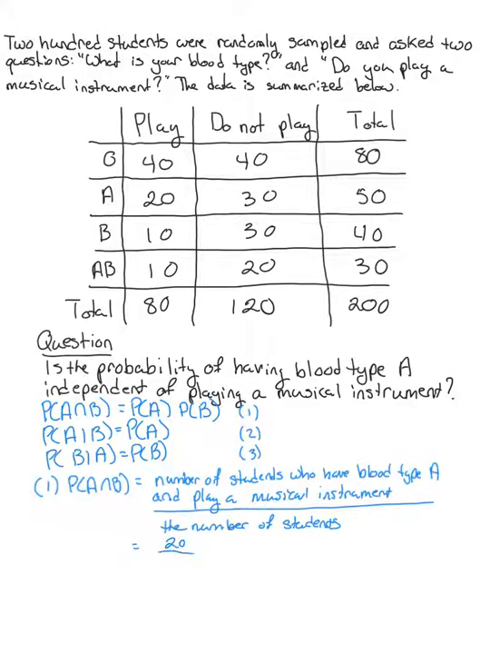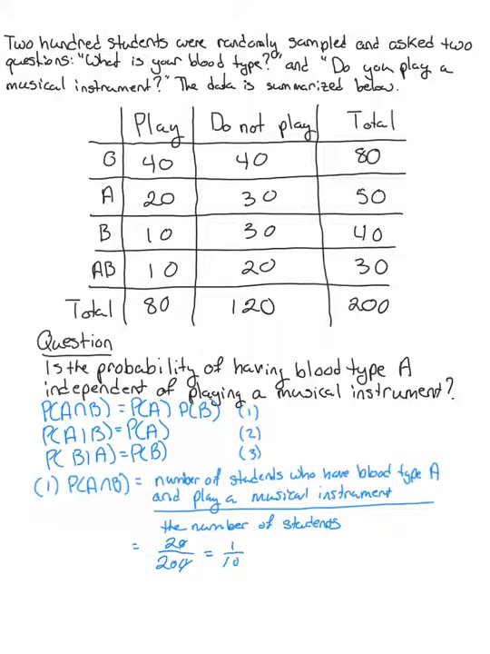And the total number of students in the bottom right hand corner of the table is 200. And that reduces to 1/10. We don't need to go into decimals right now. Okay. So now that's the left-hand side of the independence equation.